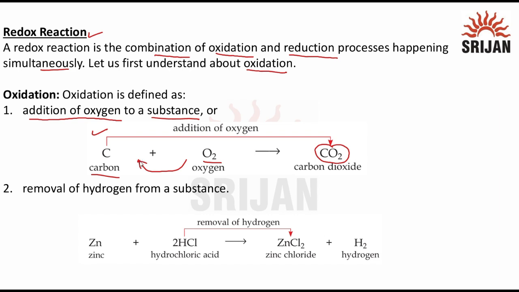Now the second method of oxidation is removal of hydrogen from the substance. So here you can see the classic example of zinc reacting with HCl, that is hydrochloric acid. Here this zinc replaces this hydrogen, or we can say that hydrogen is removed from the chlorine. That means oxidation of chlorine is taking place by the removal of hydrogen. So this is the second way we can oxidize something.